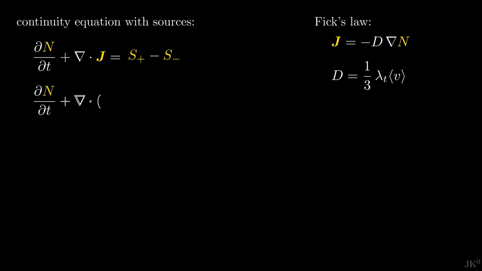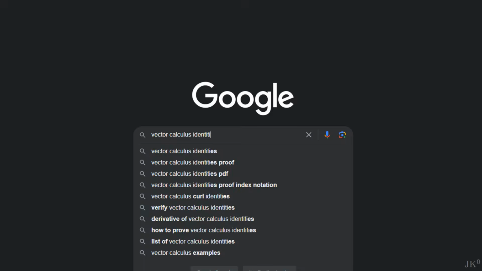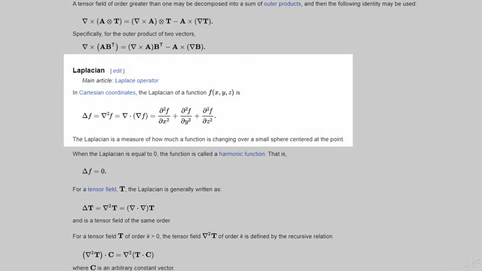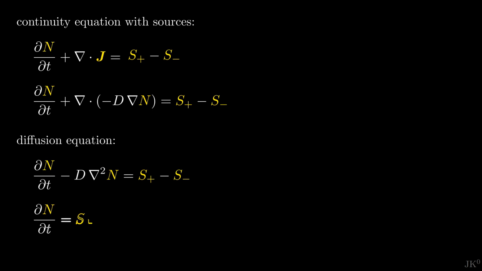Replacing the current from Fick's law into our continuity equation, we get the following. Here we get a divergence acting on a gradient. And a quick search will show you that the divergence of a gradient is equal to the Laplacian of the function. We will see the explicit form of this Laplacian operator when we solve the equation. Rearranging terms, we get that the change in neutron density as a function of time is just given by the neutrons gained minus the neutrons lost.